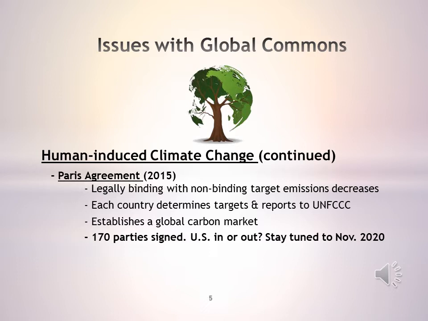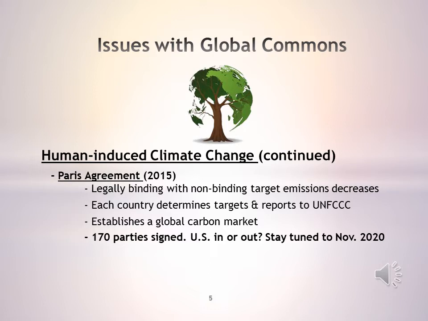Each country does determine their own target and then reports that to the UNFCCC. That's the United Nations Framework Convention on Climate Change. And the other big piece that it added to the Kyoto Protocol is that it established a global carbon market. And we talked earlier about creating a pollutant market or a trade-off market, like carbon offsets. And the Paris Agreement actually does that.